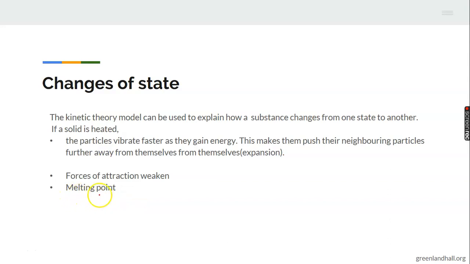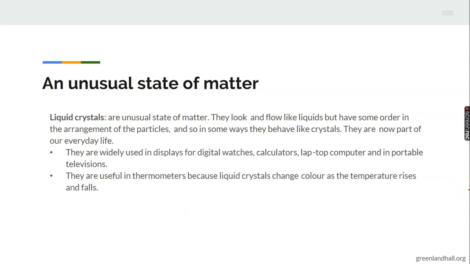And the last one is that the melting point is achieved. The last one is the melting point. It becomes melted. You can change from solid maybe to liquid. That's what it means. Now, an unusual state of matter: you have an unusual state in the situation whereby there's a crystal called liquid crystal.